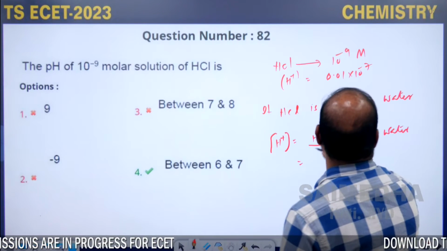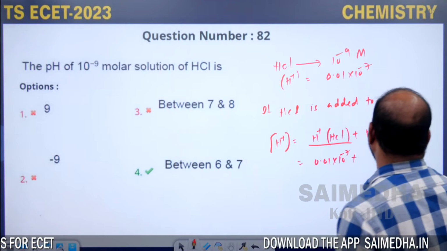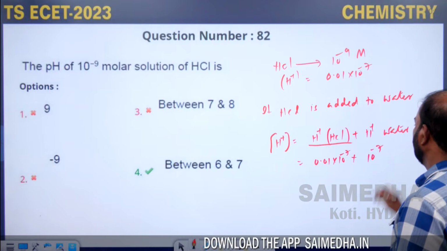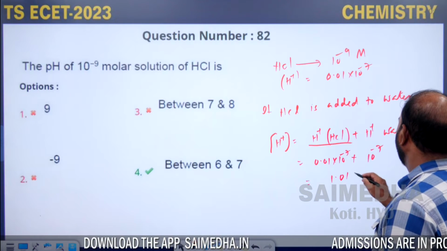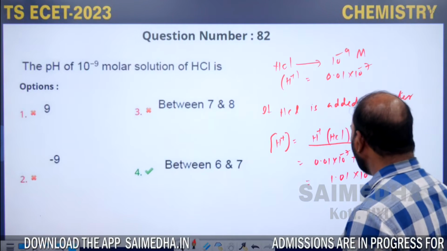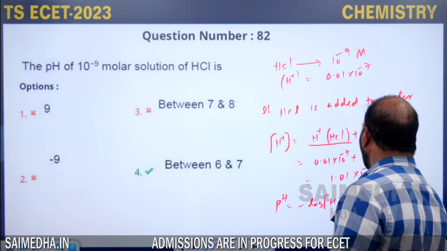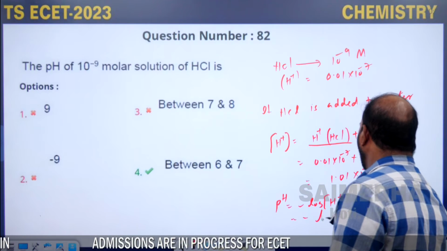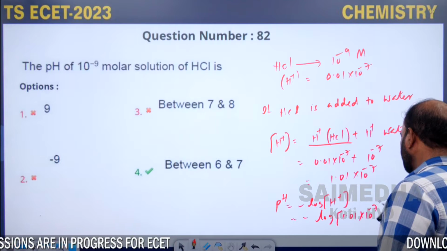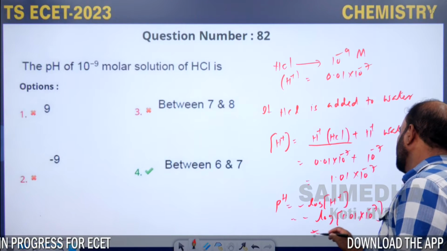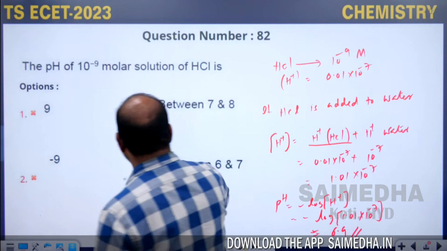The H plus ion concentration of HCl is already 0.01 into 10 power minus 7, plus for water, which is neutral, it is 10 power minus 7. Then it should be 1.01 into 10 power minus 7. Then what about the pH value? pH is minus log of H plus ion concentration. So minus log of 1.01 into 10 power minus 7 is 6.9. 6.9 means it lies between 6 and 7. So option 4 is the right answer.